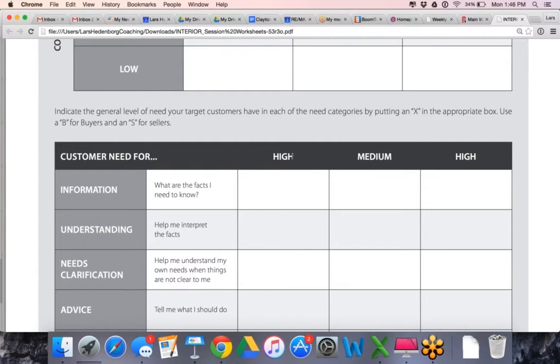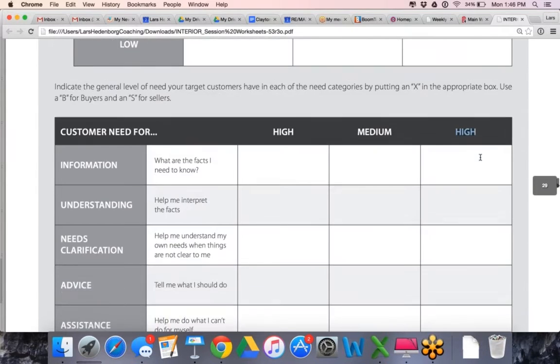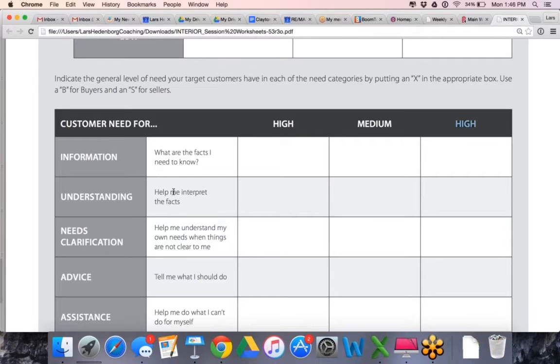So for a buyer or seller, is this high, medium? It's supposed to be low here, not supposed to say high. It's a typo. I haven't seen many typos here. Understanding: help me interpret the facts. So this is a buyer or seller, and they're different, right?